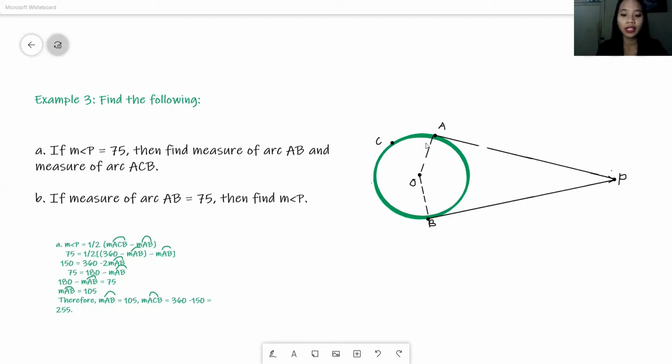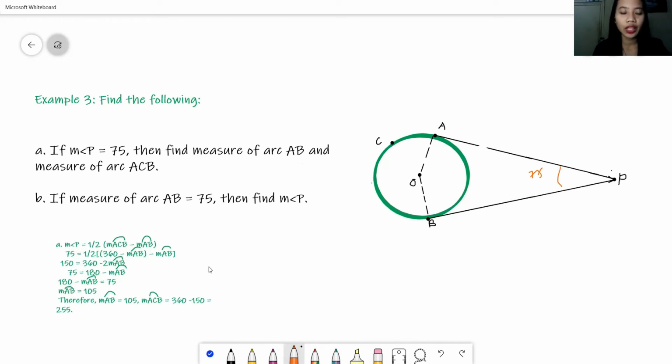Theorem 15 states that the measure of the angle formed by two tangents of a circle that intersect at a point in the exterior of the circle is 1/2 the absolute value of the difference of the measures of the intercepted arcs. So if angle P is equal to 75, given in problem A, our angle P is 75. Let us find the measurement of arc AB and then arc ACB.